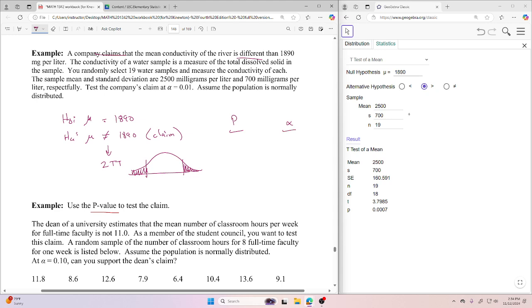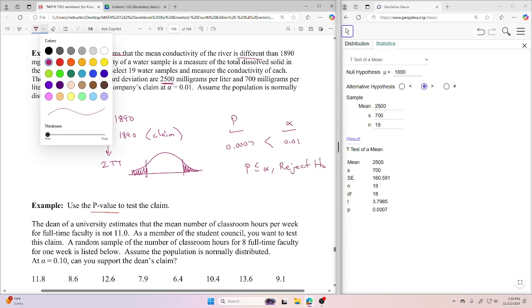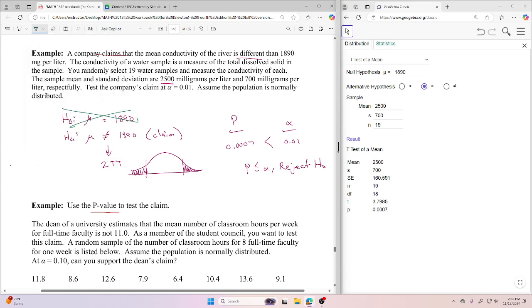So the p-value is 0.0007. Oh my gosh. So it was 1890, and we're saying it's different. We got 2,500. Wow, this looks different to me. I know we only did 19, but that's pretty different from the average. So p is less than or equal to alpha. We reject H naught, finally. Haven't done that in a while. The claim is good, and so then I'm going to have yes or no support for the claim.